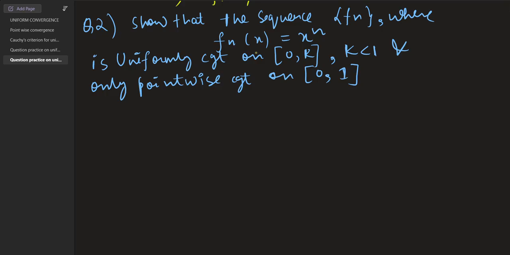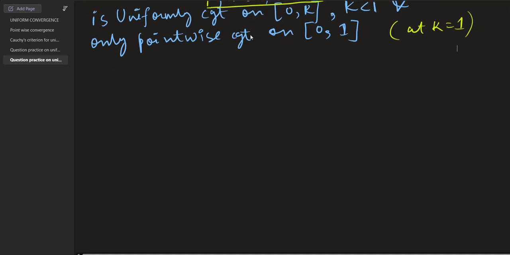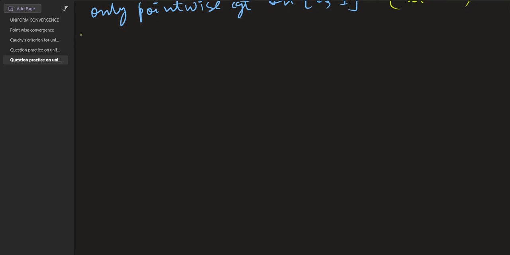So what does this question ask? We have to show the sequence Fn, where Fn is x raised to power n, is uniformly convergent in the interval 0 comma k, where k is less than 1, and pointwise convergent on 0 comma 1. This means at k equal to 1. So first we have to check that it is pointwise convergent. Here is your function Fn x. Solution.